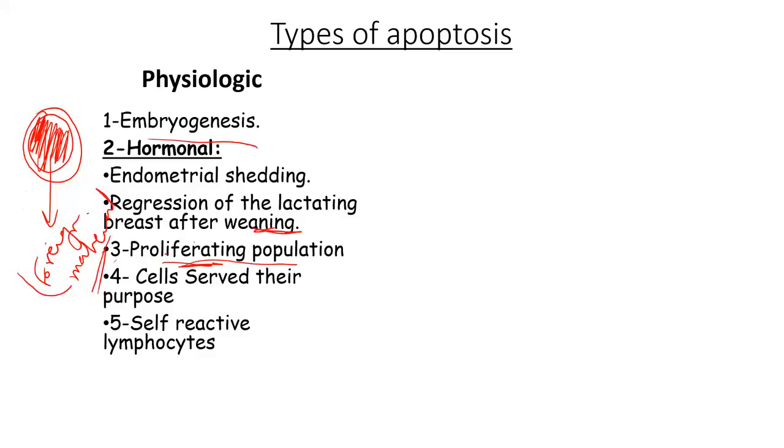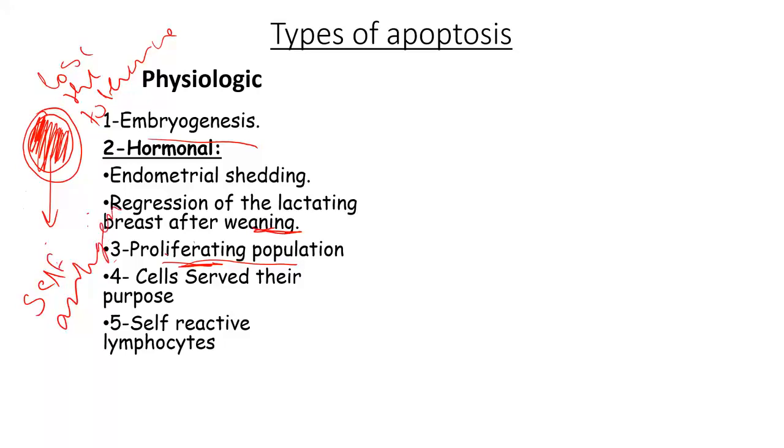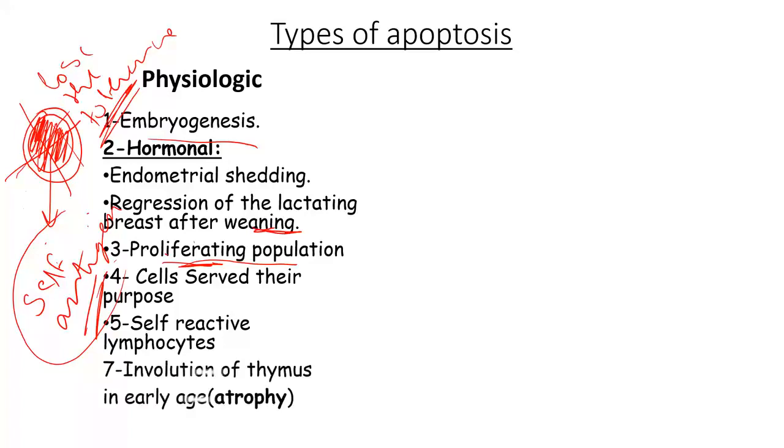And if they lose the tolerance and start to react to some of the self antigens, and they don't remember this self antigen and start to react to it, we have to get rid of these self-reactive lymphocytes. If we leave them, we are going to pass into autoimmune disease. So we are just going to get rid of them by the process of apoptosis.